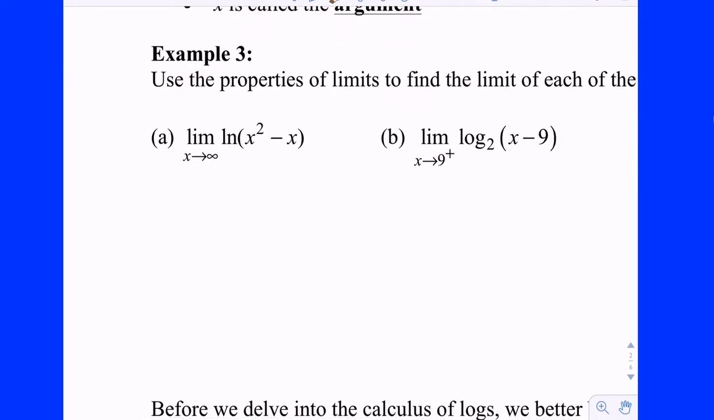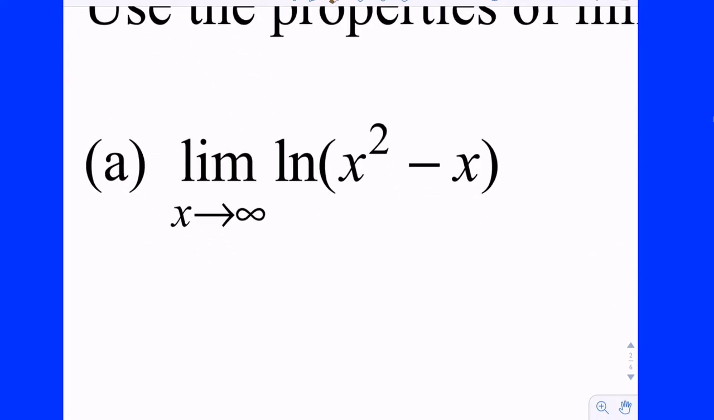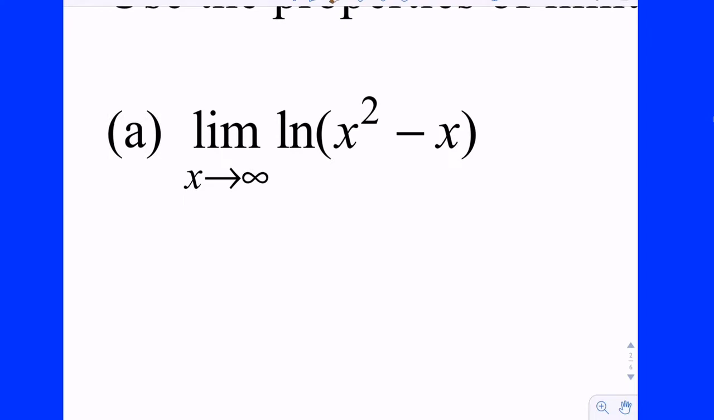Let's look at limits. Limits are important. So example 3. These are calculus questions without having to do the derivative. The limit as x goes to infinity of the natural log of x squared minus x. How would you evaluate that? These make wonderful multiple choice questions.